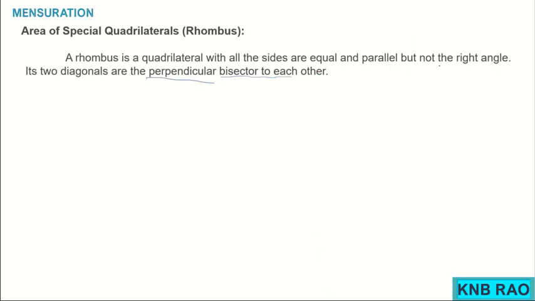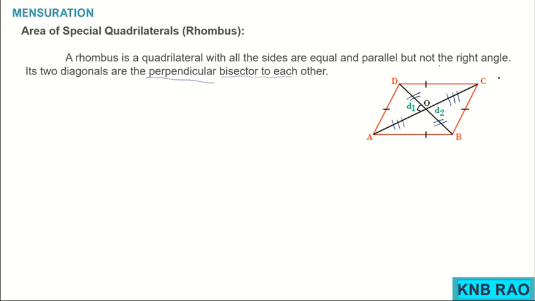It looks like this. Okay. Here all sides are equal, diagonals are perpendicular to each other, and they bisect each other. That means OD is equal to OB and AO is equal to OC. This is what you have to remember. Though it is not looking so, you have to understand it is supposed to be like this.